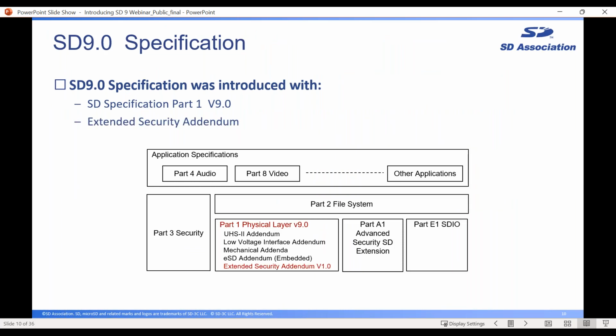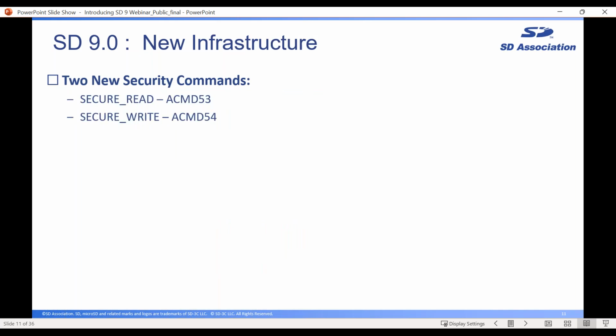So let's look at the new SD 9.0 standard. It basically includes the following two documents: Part 1, Physical Specification version 9.0, and the Extended Security Addendum version 1.0, which is a new document. On the bottom, you see the structure of the whole SD general specification group. In order to enable the new features, the following items were added to the SD infrastructure: two new security commands, secure read and secure write.